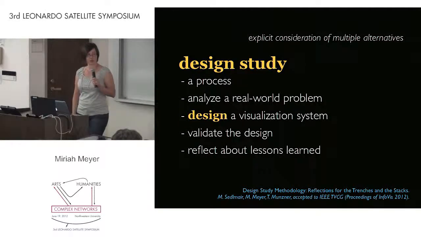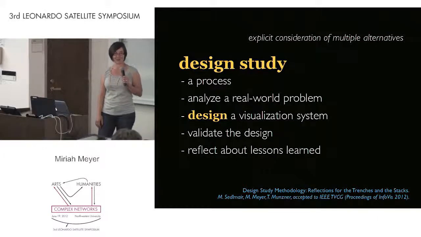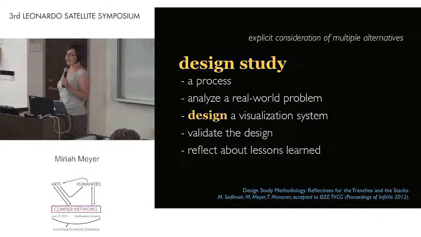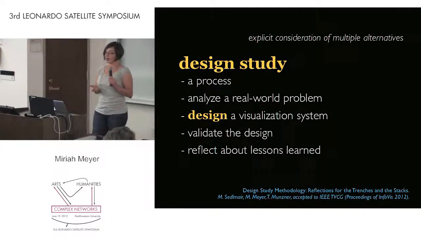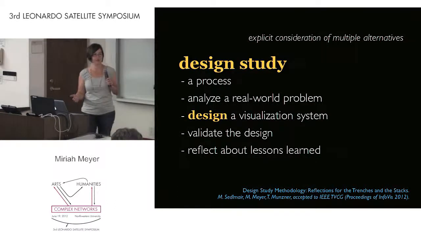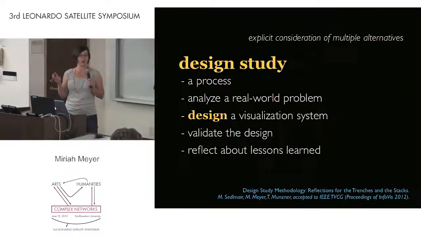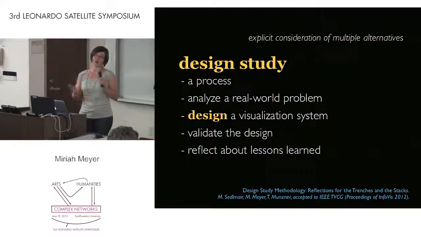And we do use the word design. I should say that my colleagues and I were all computer scientists. We would never call ourselves designers. But the thing that we take from design that is incredibly important in doing this kind of work is, in large part, this explicit consideration of multiple alternatives. This becomes really important when you're thinking about the very, very broad space of design options. How do you pull from that to create something that's effective?